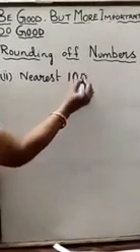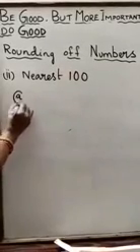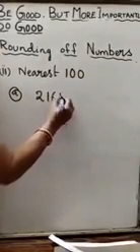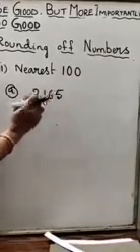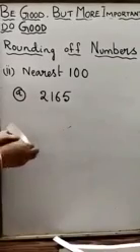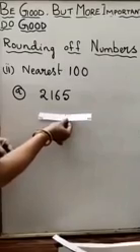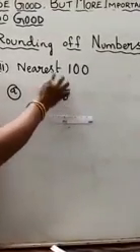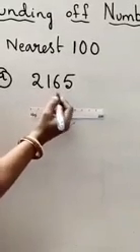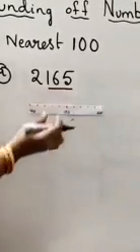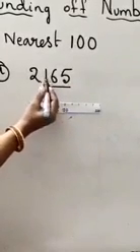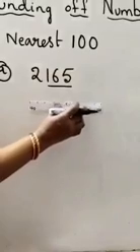Next, nearest 100. Let us take a number 2165. Now this number you have to round off to the nearest 100. So now we have to take the hundreds place number: ones, tens, hundreds. So you have to round off this part, 165. This hundreds place 1 is there. So 100 and 200. We are rounding off to hundreds.